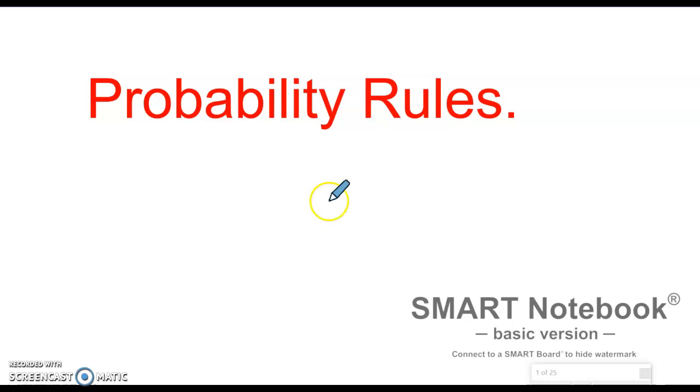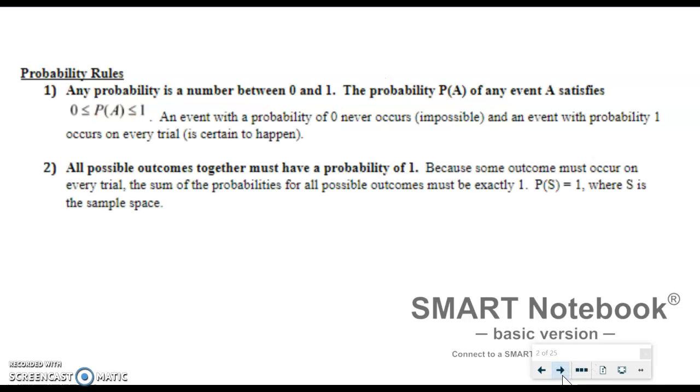Okay, guys, it is Friday, and yesterday you looked at probability distributions, and today we are going to look at some probability rules, and just try to find the probability of some outcomes happening. So just four basic rules which you could find on your notes.